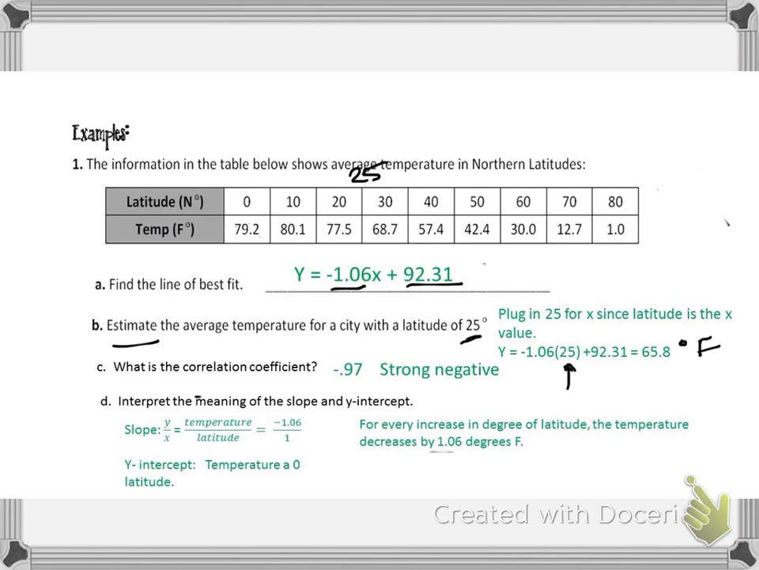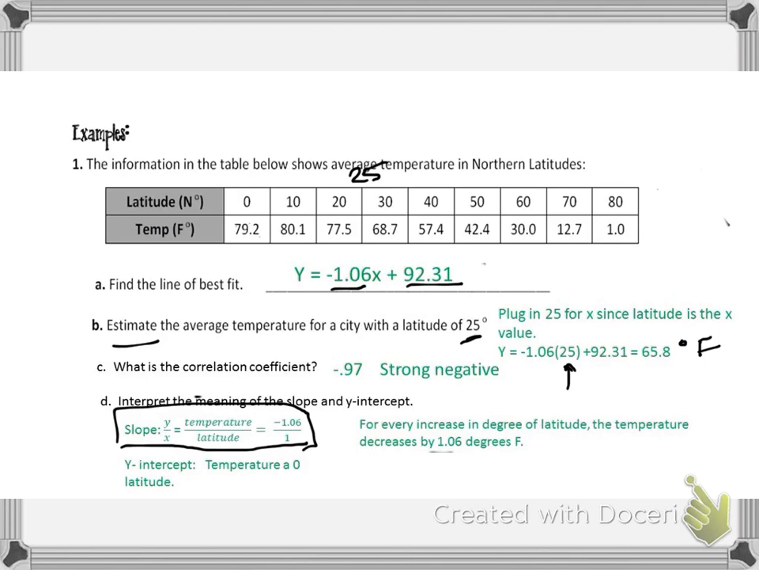Okay? C, what is the correlation coefficient? Well, negative 0.97 is our correlation coefficient. It is a strong negative. It has a good correlation. Just because it's negative does not mean it's weak. Remember that.